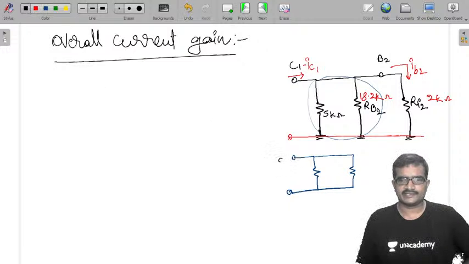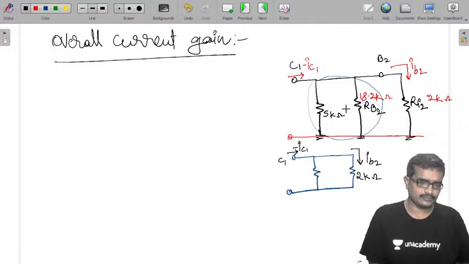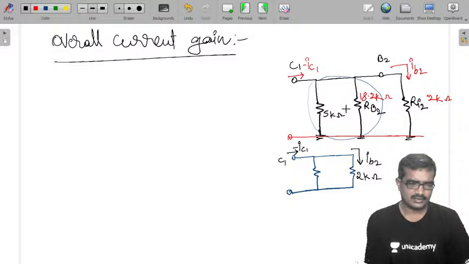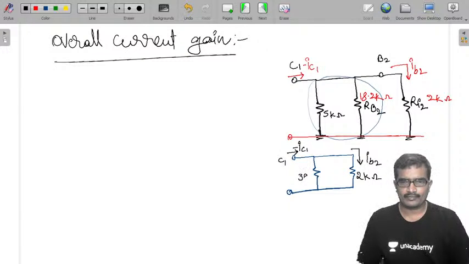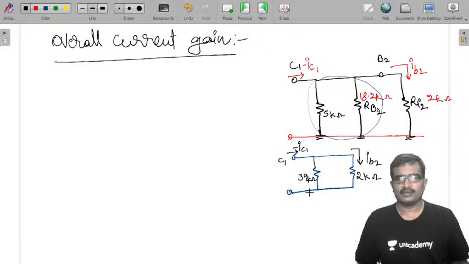So it is IC1 minus IB2. It is 2 kilo ohms, 5K parallel with 18.2. Therefore 5 into 18.2 divided by 23.2, that is 3.9k.